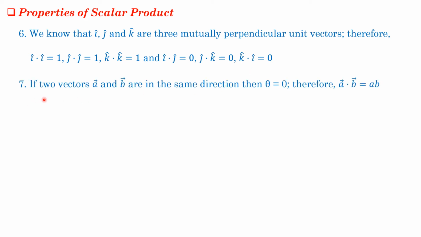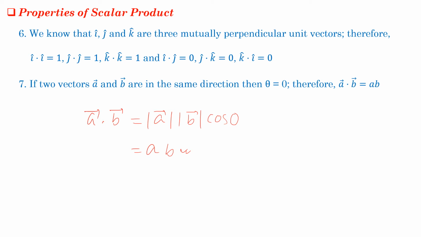Then number 7: if two vectors a bar and b bar are in the same direction, that means the angle between them theta is equal to 0, then a dot b is equal to ab. Why is a dot b equal to ab? Because a bar dot b bar, being of the same direction, can be written as modulus of a, modulus of b, and cos of the angle between them, which is 0. Mod of a is simply a, mod of b is simply b, and cos 0 is equal to 1. So a dot b is equal to simply ab, a simple product.